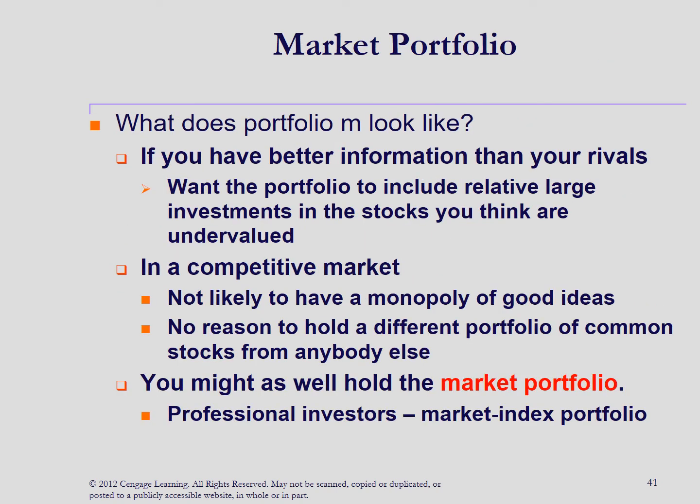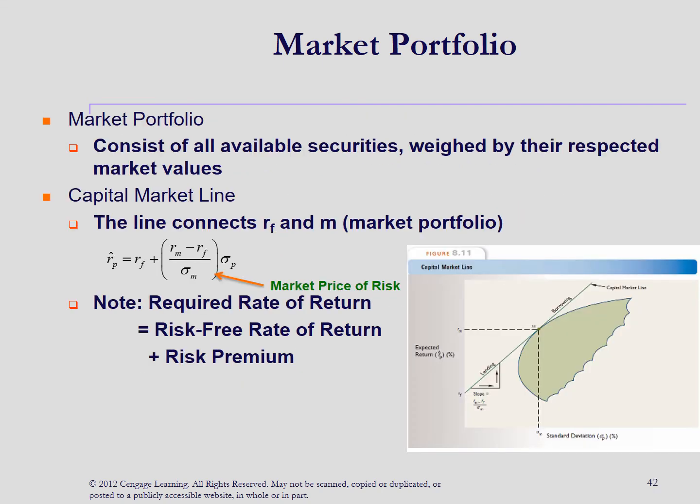What does portfolio M look like? The market portfolio. When the market is in equilibrium, portfolio M represents the market portfolio. Professional investors may use a market index portfolio as a proxy for the market portfolio. The line connecting the risk-free rate RF and the market portfolio M is known as the capital market line.